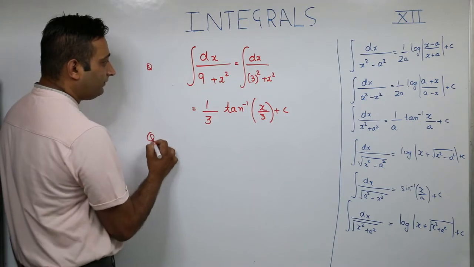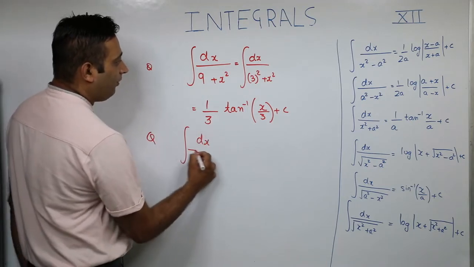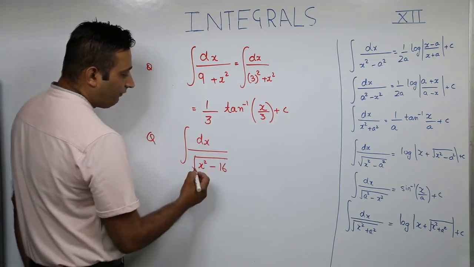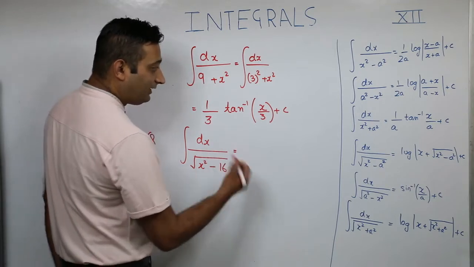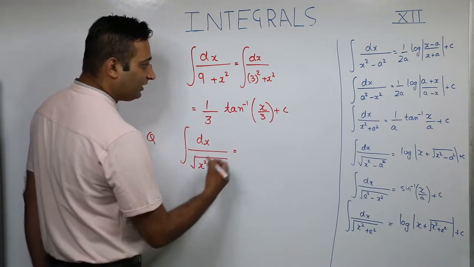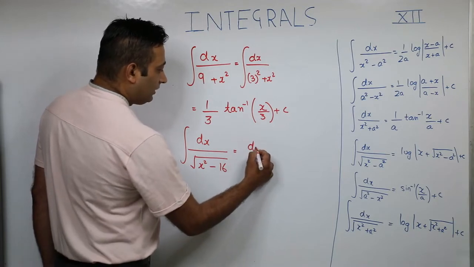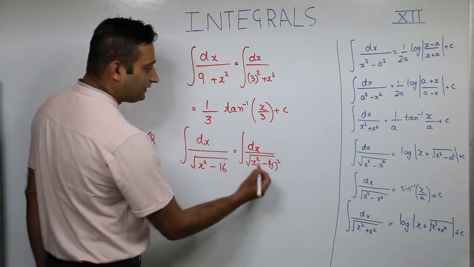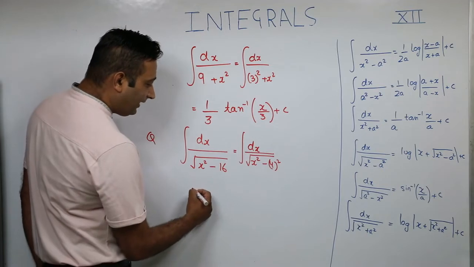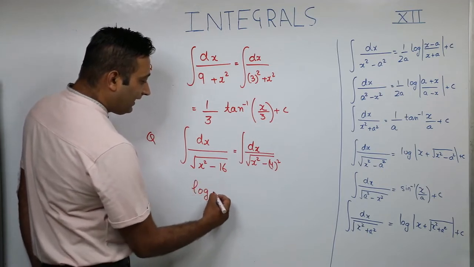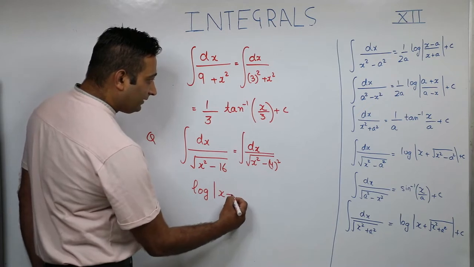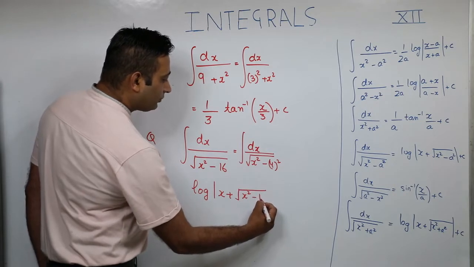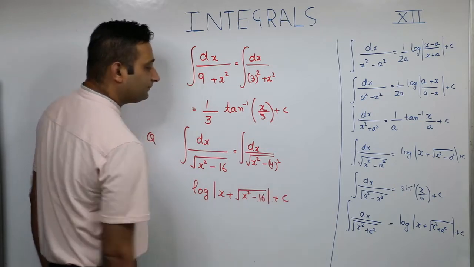Let us take one more example. If we have dx upon under root x square minus 16. Now we have an under root here, so we will apply the standard formula for dx upon under root x square minus a square, which is equal to dx upon under root x square minus 4 square. Now we can see that a here is 4. So applying the standard formula, we get the integral as log of mod x plus under root x square minus a square, which will be 4 square, which is 16, plus c.